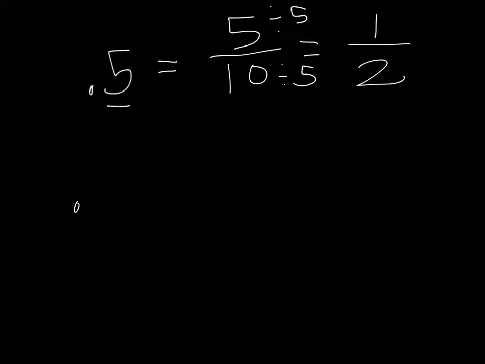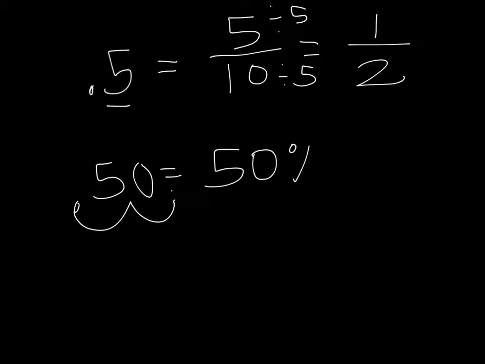Now, starting from 0.5 it's a little bit easier to get to a percentage as well. As you remember, when you change a decimal to a percentage, you just move the decimal over 2 times. So that's going to give me 50%. All right, make sure you're taking notes in your notebook, okay guys?